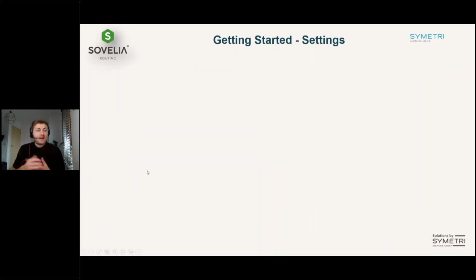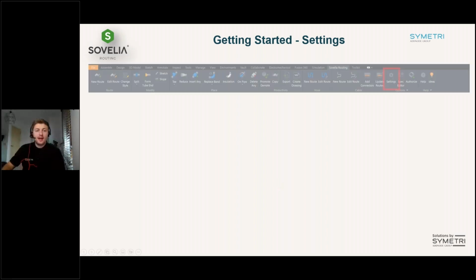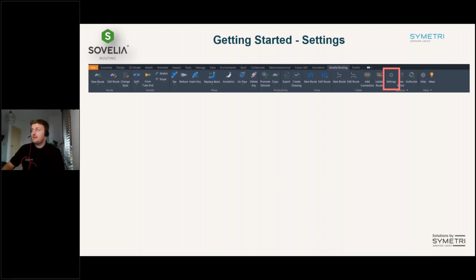So let's jump back into the presentation then and have a little bit of a look around the configuration side. So obviously one of the key specifications for the tool was a nice easy way of getting up and running. So within the settings environment, and that sits in the Sovelia Routing ribbon along the right hand side, we've got the settings option. We're just going to have a look at some of the configurations that we can set up within here. So when you download and install the product, you're aware of what you might need to change when you actually get started with it.